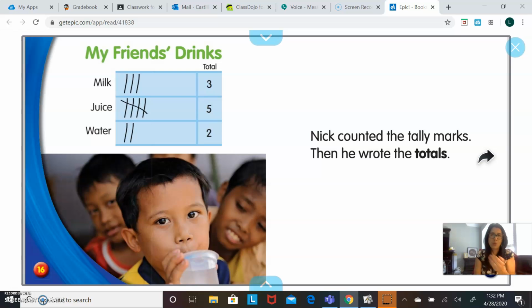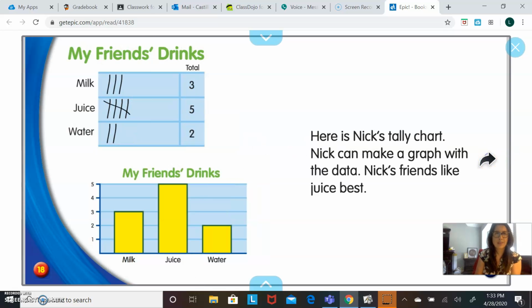So here's just what we just talked about. 3, 5, and 2, and he wrote in the totals. After he did his tallies, his next job was to write the totals next to each of the tally marks. And now, he took it a step further. And we're also going to do this, but we're going to talk about this in our next lesson. He took his tally chart, and he created what is called a bar graph.